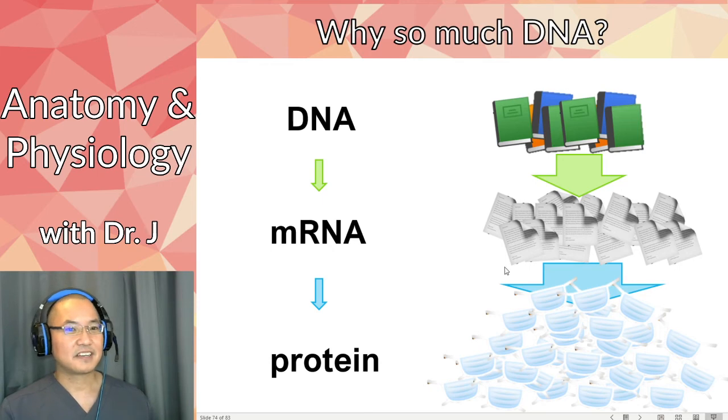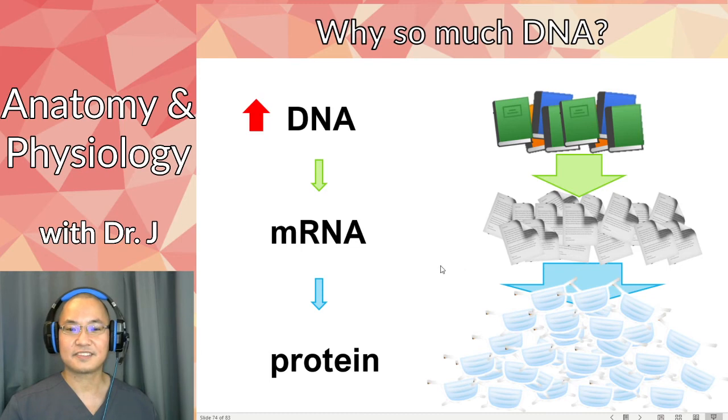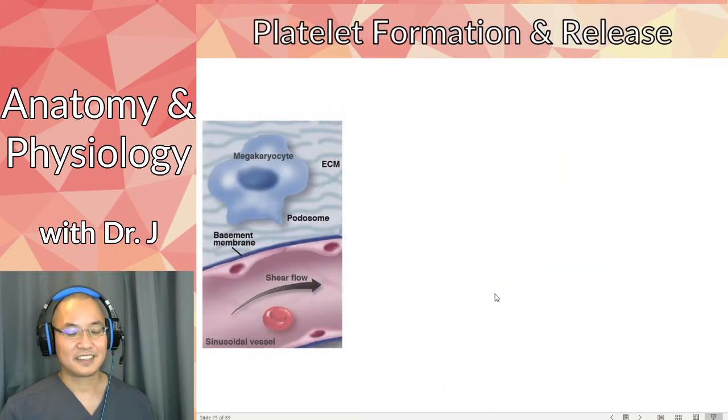So this is why megakaryocytes have all those chromosomes. They have a lot of copies of the original information, so they can make more mRNA and more proteins. So if you have more DNA, more RNA, more proteins, just like if you start from more information, you get more final product. Okay, so how does this relate to our megakaryocyte?